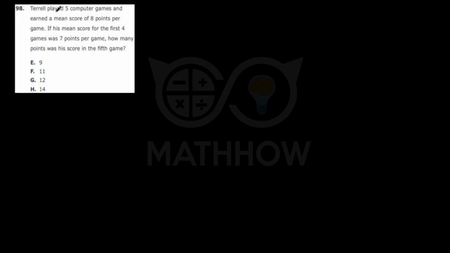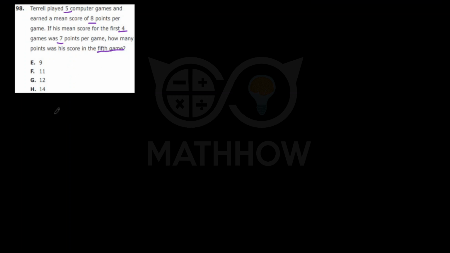Daryl played 5 computer games and earned a mean score of 8 points per game. For 5 games, he earned a mean score of 8 points per game. If his mean score for the first 4 games was 7 points per game, how many points was his score in the 5th game?